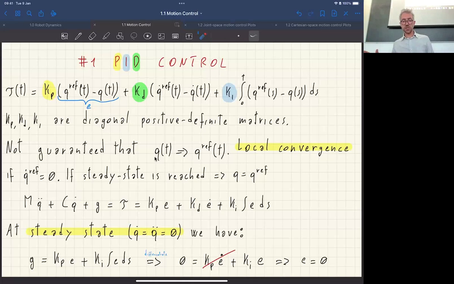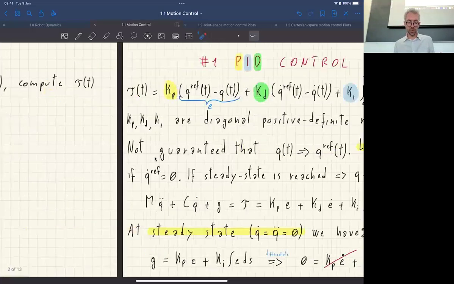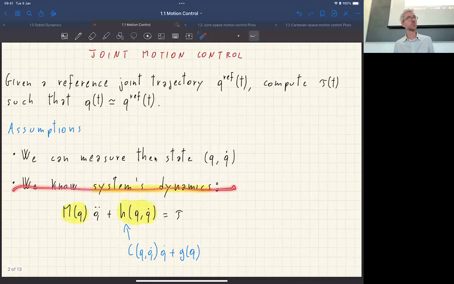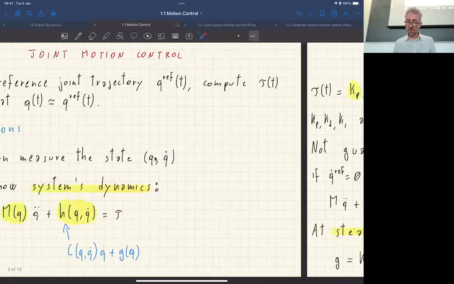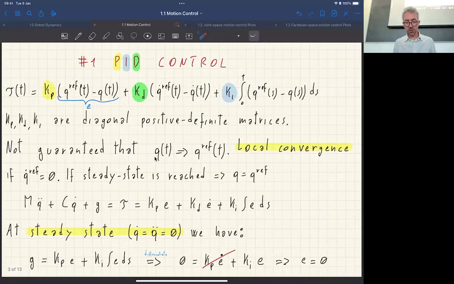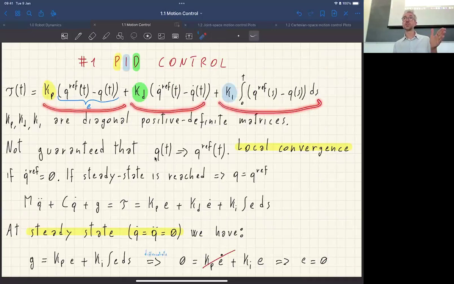So PID control is a model-free control technique. So you don't have any knowledge of the model of the robot. So basically we are dropping the second assumption. We don't need to know the system dynamics. And your controller is simply composed of three terms. You have a proportional term, an integral term, and a derivative term. And that's where the name comes from, PID: proportional, integral, derivative.